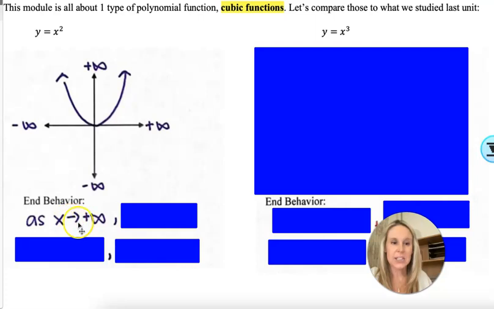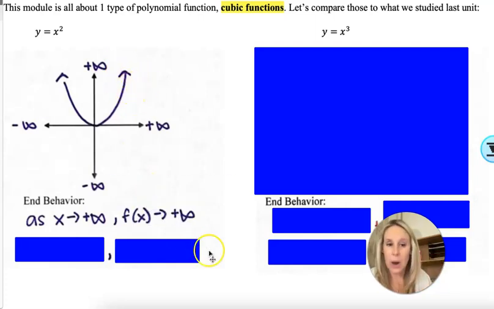So remember, as x goes to negative infinity, that's a fancy way of saying the right. So on the right side, what is my arrow doing? My arrow is pointing up. So my y values, or f of x values, are going to positive infinity.